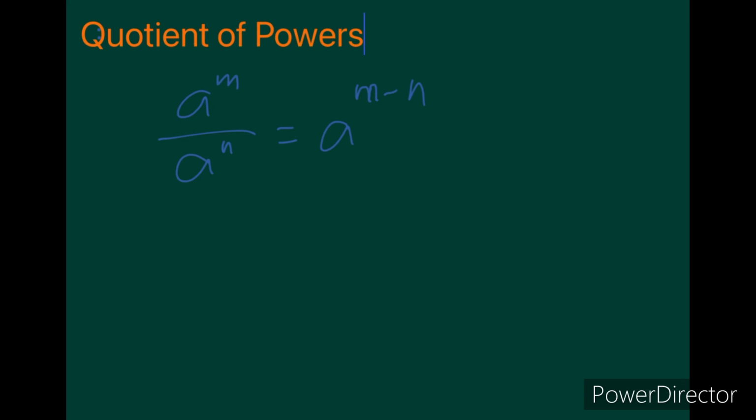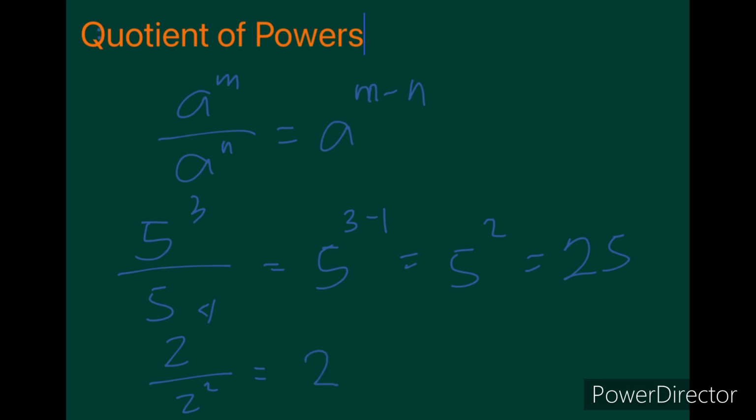Like for example, 5 cubed over 5. Since our base is 5, then 3 minus 1 is equal to 5 squared. So 5 squared is equal to 25. Next, another example, 2 raised to 4 over 2 squared. So our base is 2, then 4 minus 2 is equal to 2 squared. So 2 squared is equal to 4.